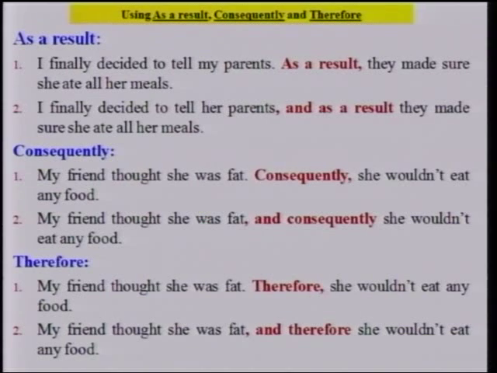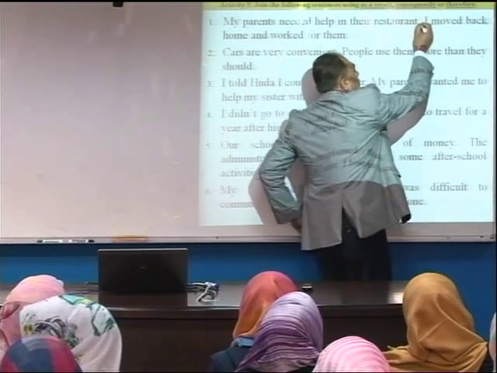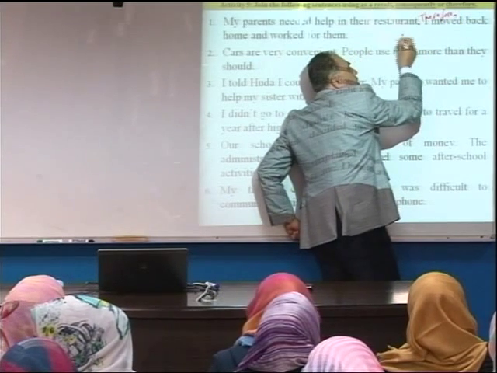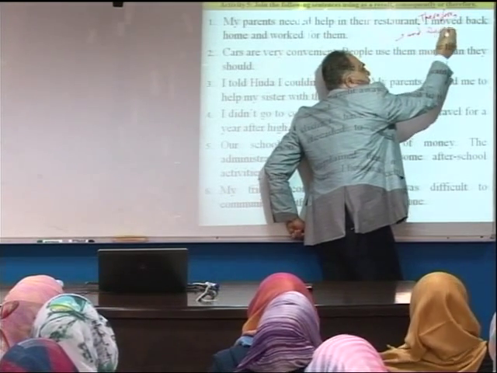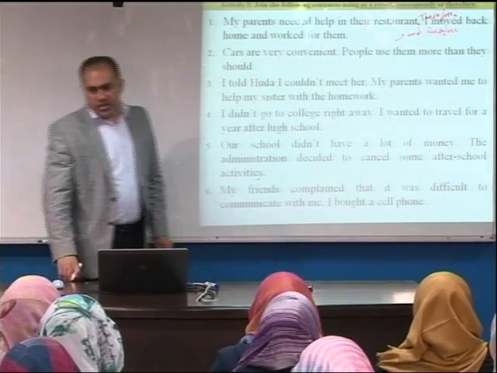Okay, let's do this activity using "as a result," "consequently," or "therefore" with these sentences. Let's do the first one together. My parents needed help in their restaurant. I moved back home and worked for them. Therefore, comma. Or, full stop, therefore, comma, or we can say "and therefore." There is no comma after "therefore" here in the second case.